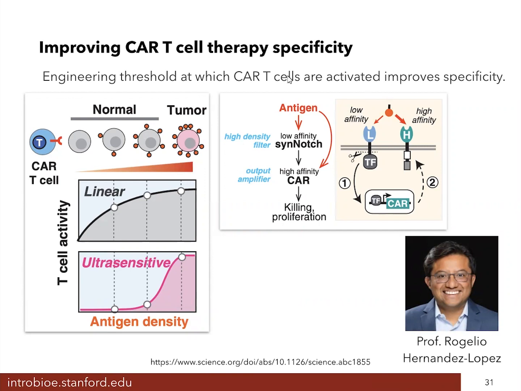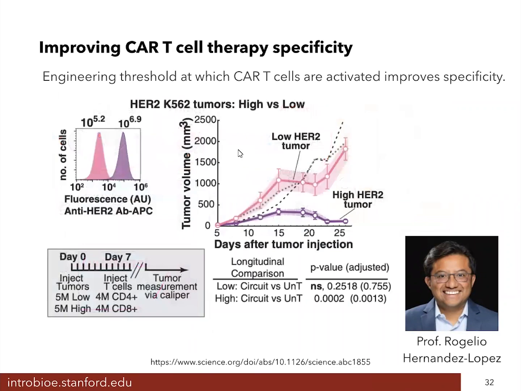Here's a little schematic for how this type of CAR T cell ultra-sensitive switch works. I'm not actually going to go through it in this lecture, but it's here if you want to think about how this might work. There's a low affinity switch, a high affinity switch, and one leads to the other. And that's the way that they engineered this ultra-sensitivity.